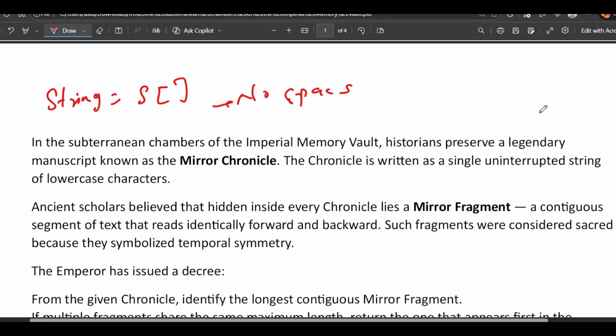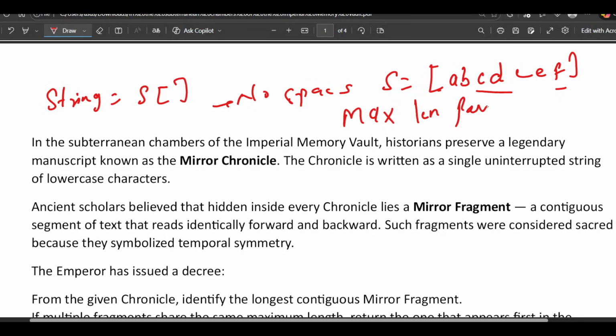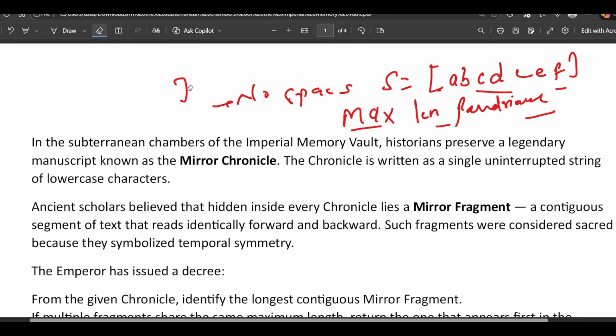Simply, if we break it down, there is a string given. Suppose the string is A, B, C, D, C, E, F. We need to find the maximum length palindrome from it, from any substring. So we can say it's a max length palindrome question. We need to find the maximum length palindrome from this string. This is the basic question which we interpreted.